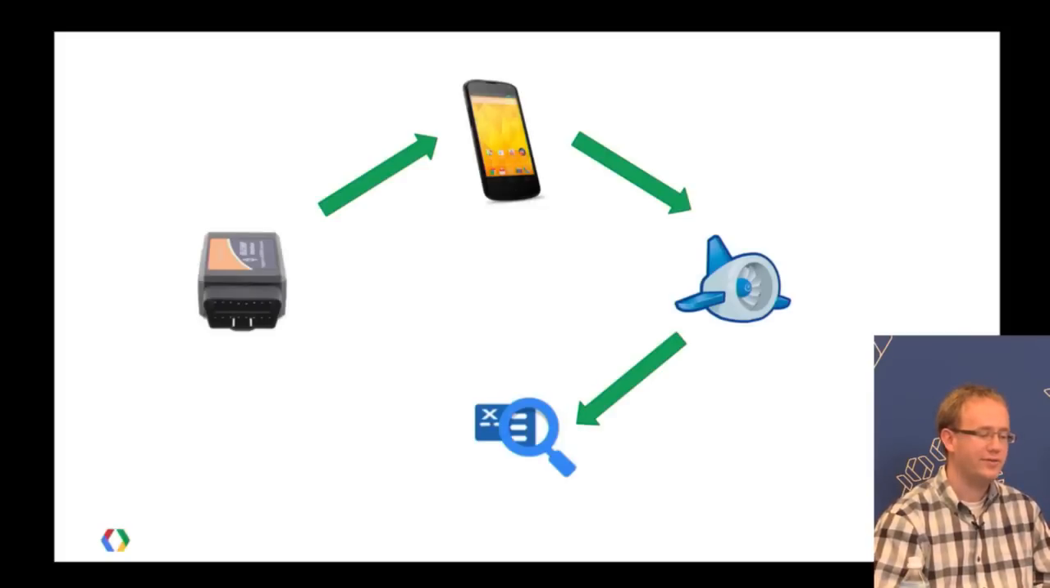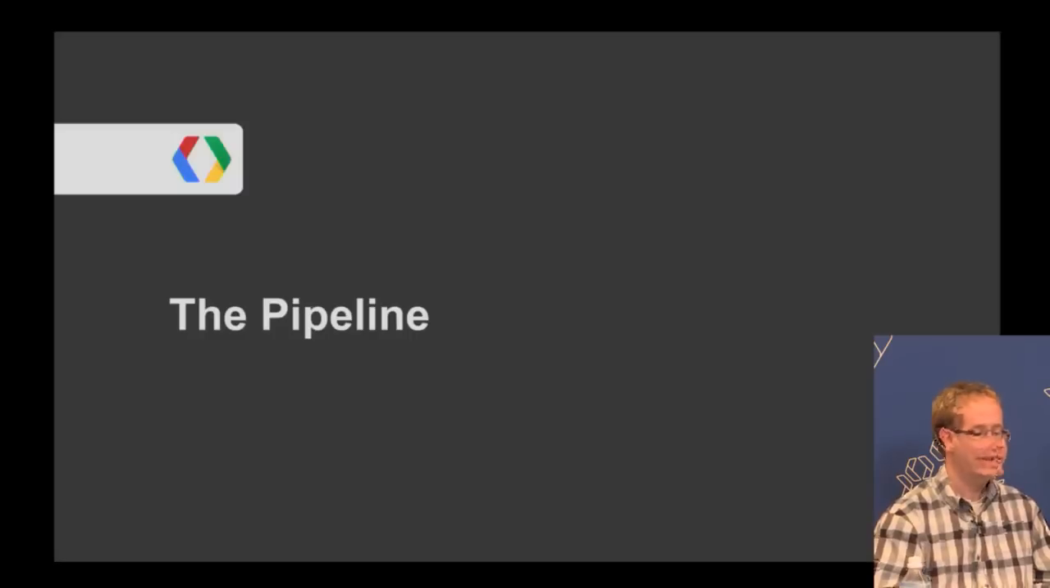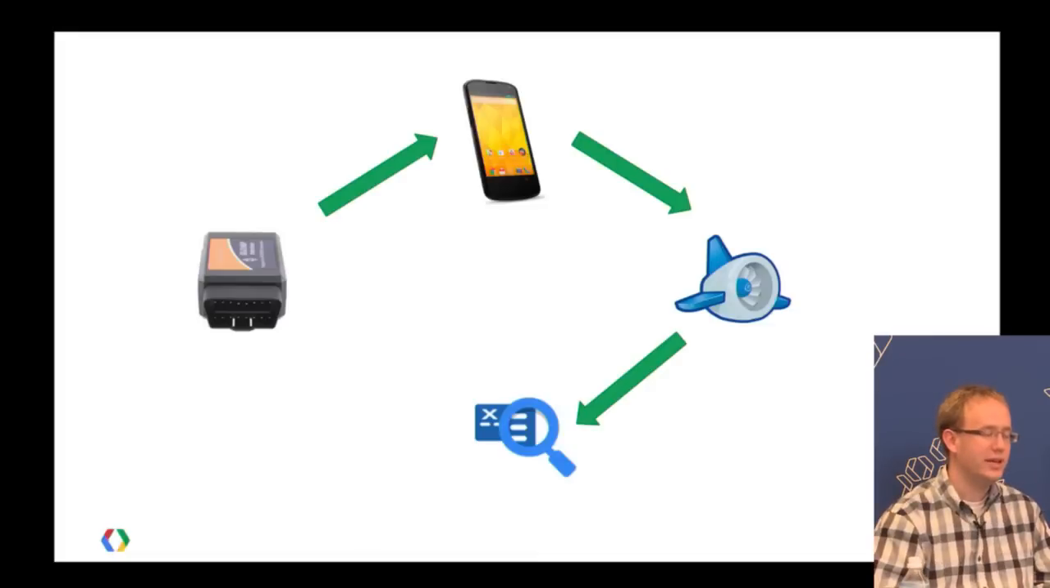On the left-hand side here, we have this thing called an OBD2 adapter. OBD2 is the Onboard Diagnostics Protocol, version 2. And what it allows you to do is collect data from your car.